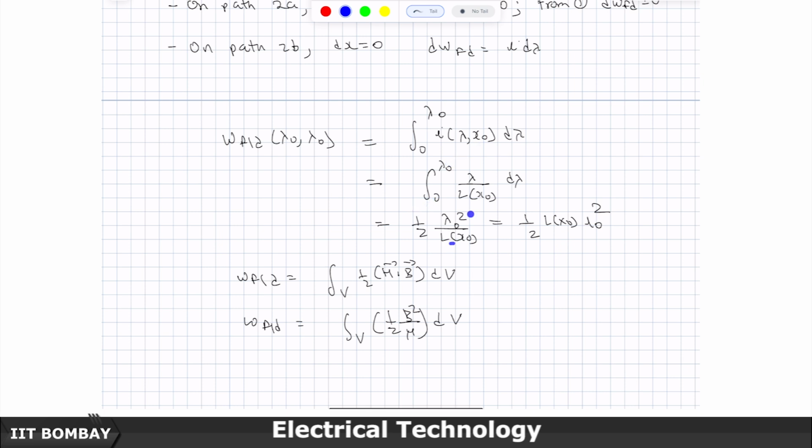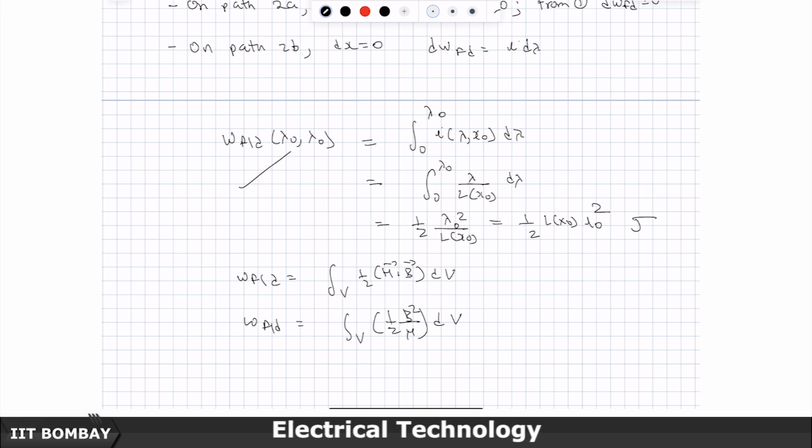So, half of lambda naught square by L of x naught. If you substitute lambda naught as L of x naught times the corresponding current I naught and square it, this will also come out as half of L I square, of this many joules. This is the field energy which will get stored in this, our electromechanical system.